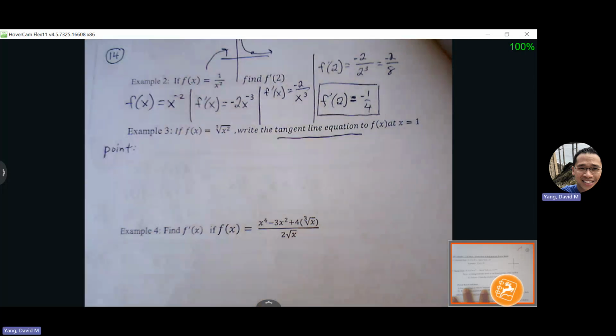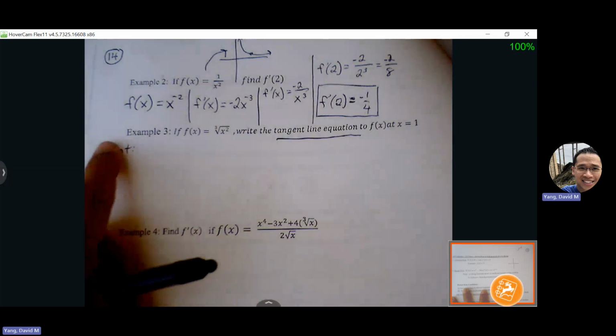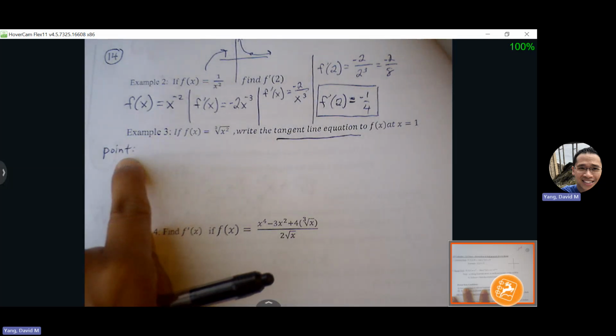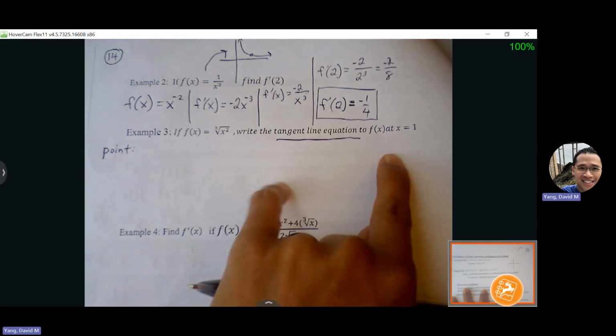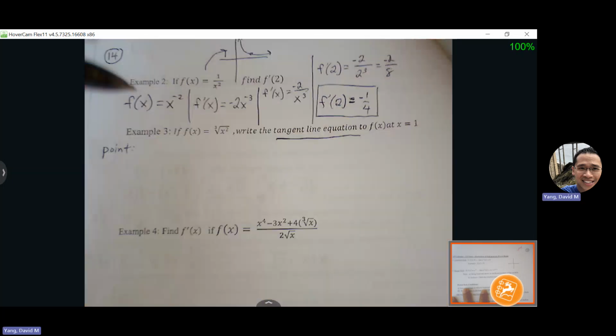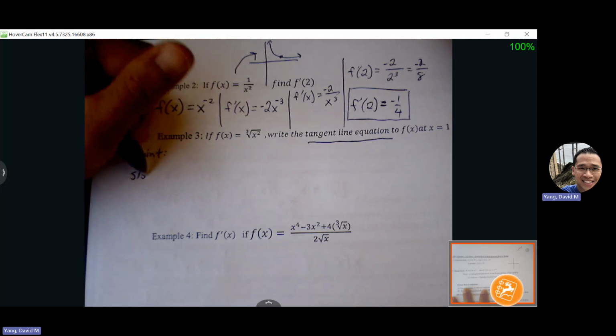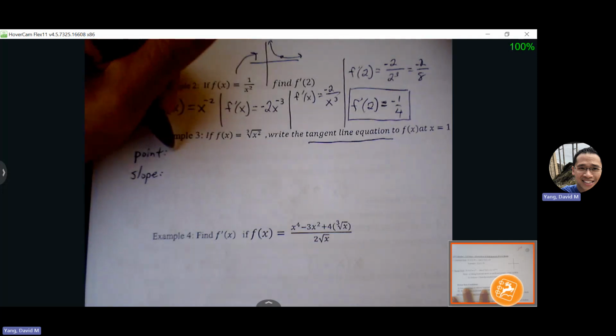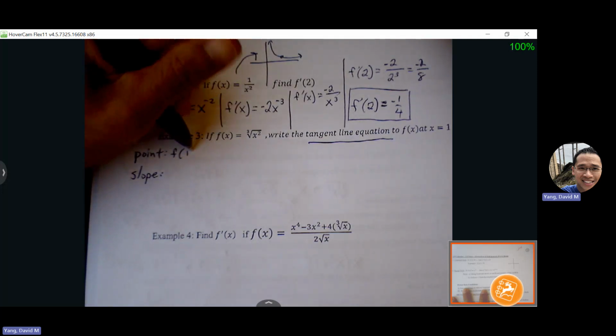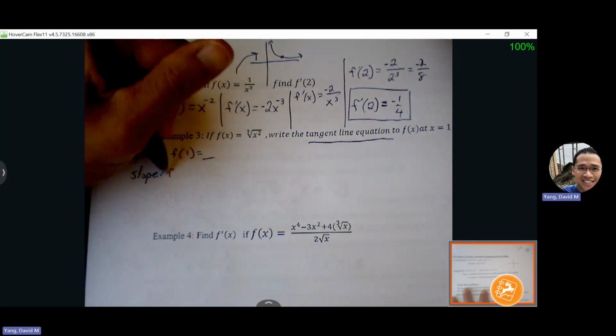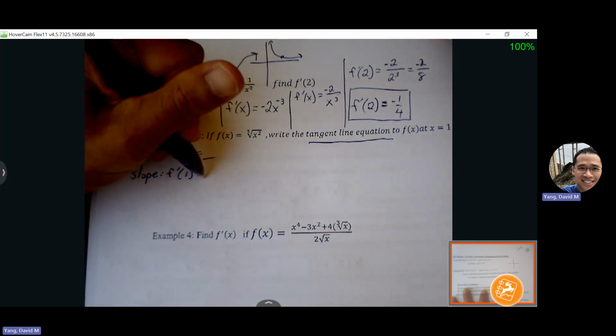So I'm going to have you try this. Let me just talk about the big picture here. How would you normally find an ordered pair? Plug it into the original, right? So your ordered pair is going to come from the original function, and then your slope is going to come from the derivative, right? So f of 1 is how you find your ordered pair. f prime of 1 is how you find your slope.